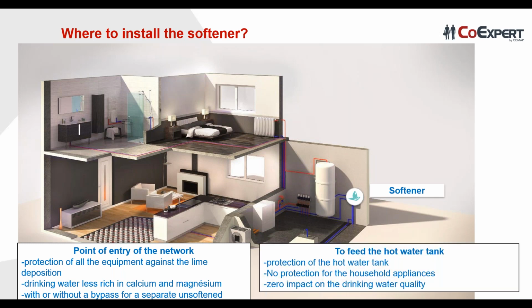The other possibility is to install the softener only in order to feed the hot water tank and to protect the hot water tank. But that means all the household appliances, so the dishwasher, for example, or the washing machine, are not protected against the hardness of the water. But in that case, the advantage is that there is no impact on the drinking water quality, so it's better for drinking the water.